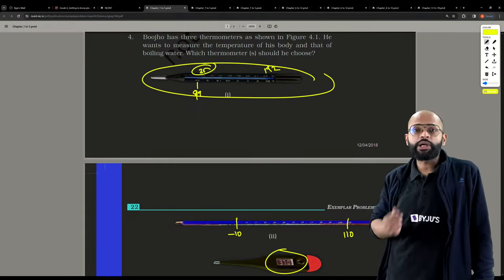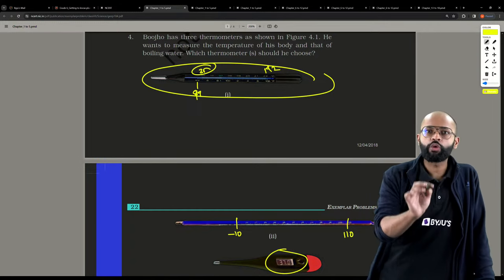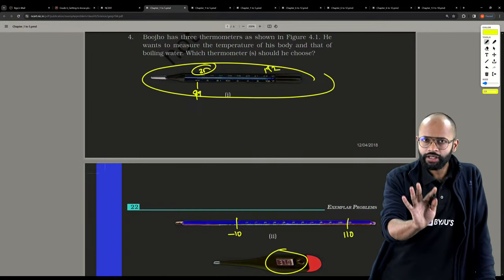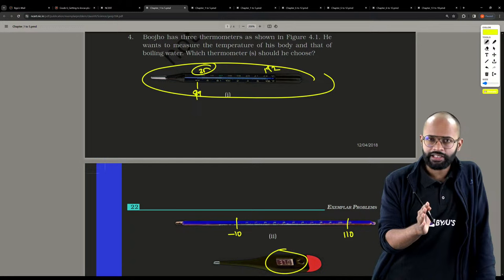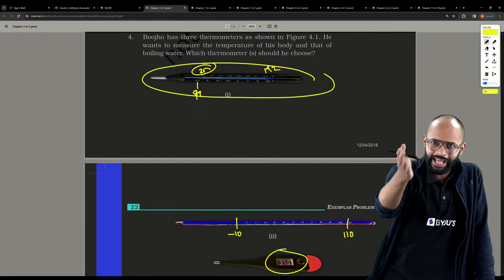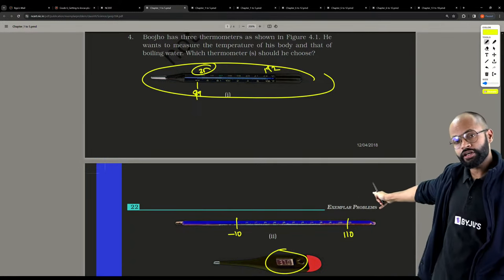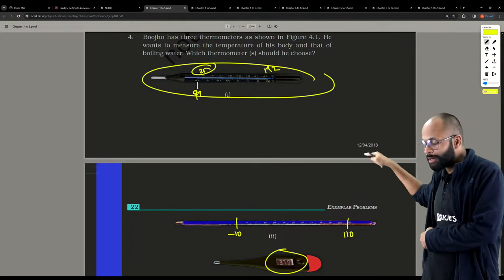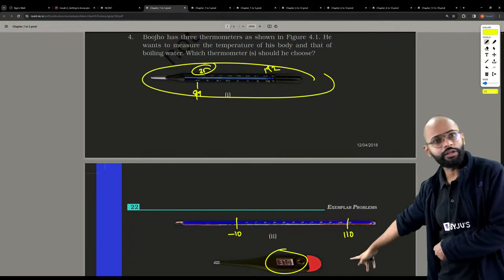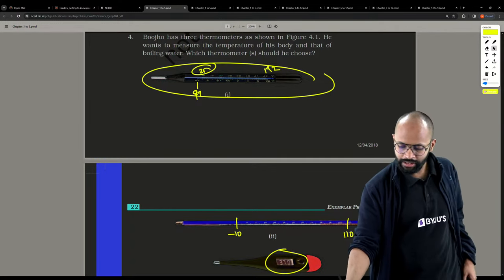So, the second one is a laboratory thermometer. For boiling water, you want 100 degrees Celsius to be measured. How much is the boiling point of water? 100 degrees Celsius. So you need a thermometer which should have 100 at least. This one has 110, this is okay. This is a laboratory thermometer. This is clinical. This is also clinical. Fine, everyone got the same answer.